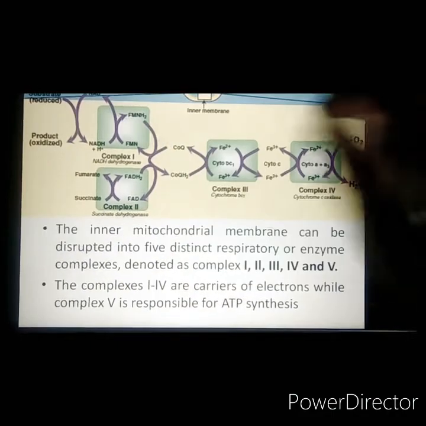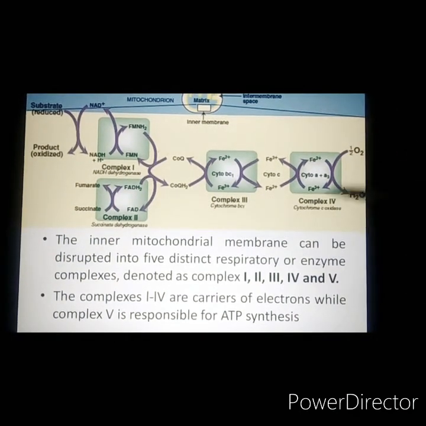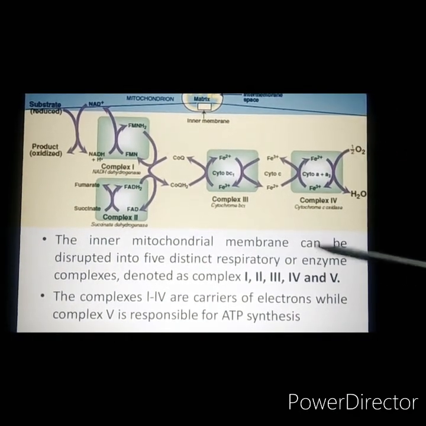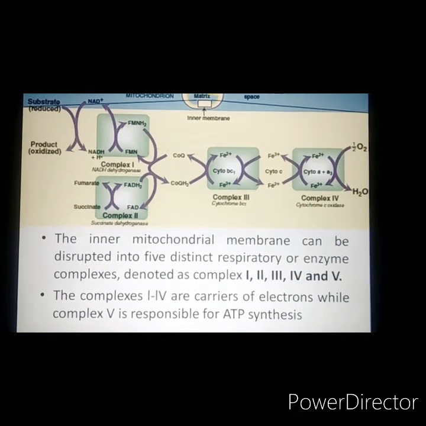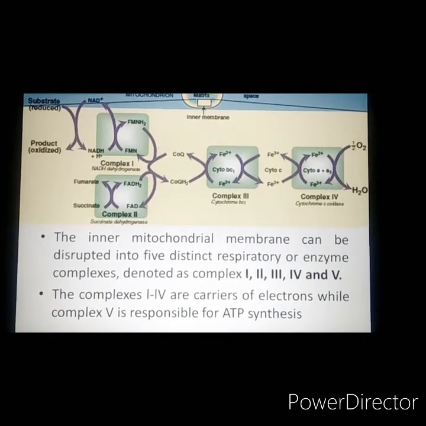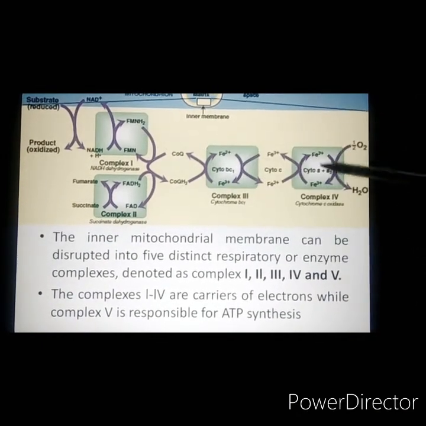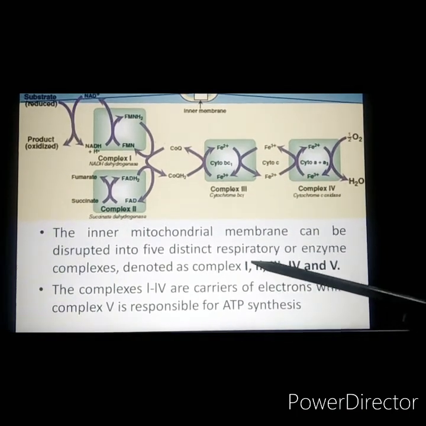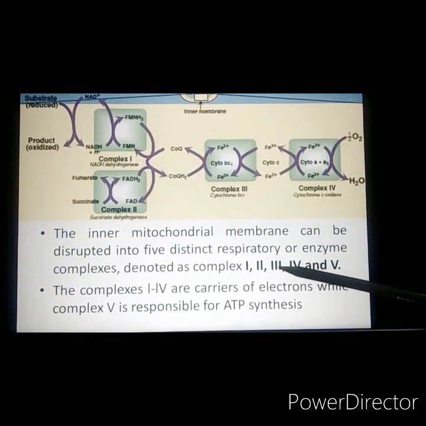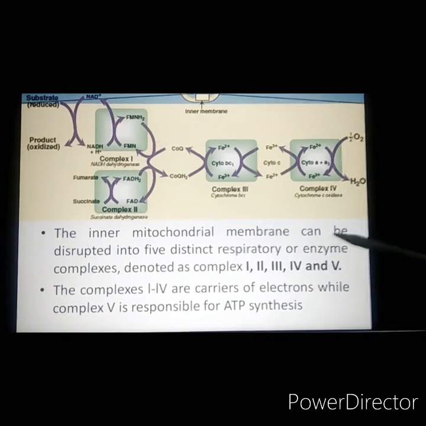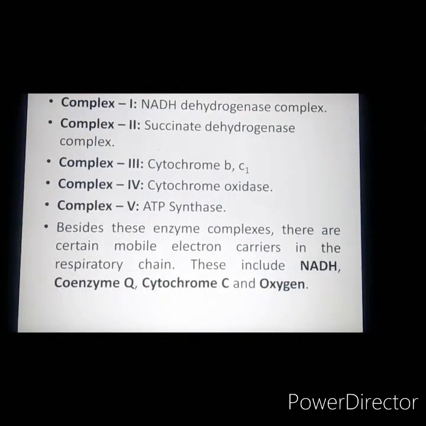So this is the overall view of the electron transport chain. The inner mitochondrial membrane is organized into 5 distinct respiratory or enzyme complexes. Each complex of the ETC is named complex 1, complex 2, complex 3, complex 4 and complex 5. So let us see what these different complexes are.